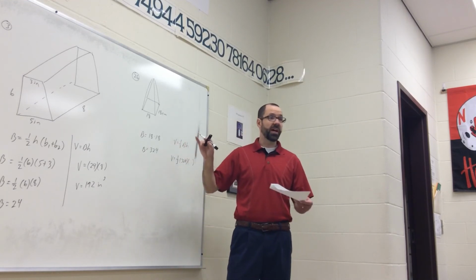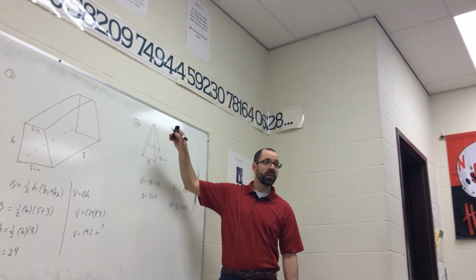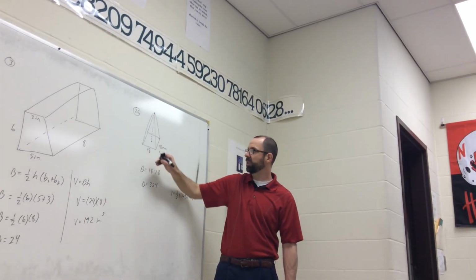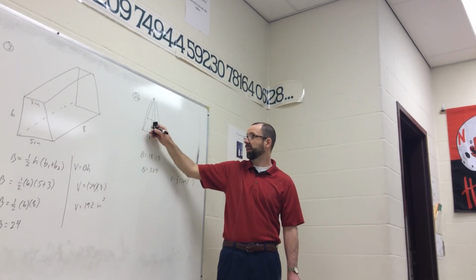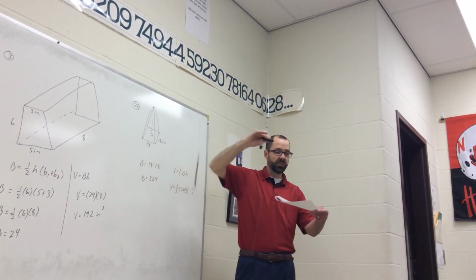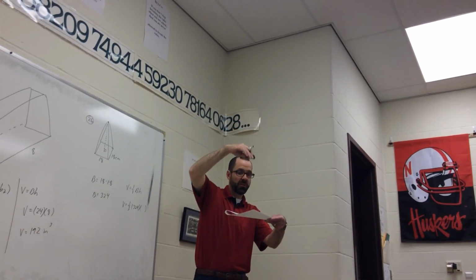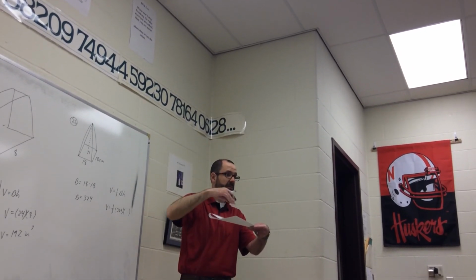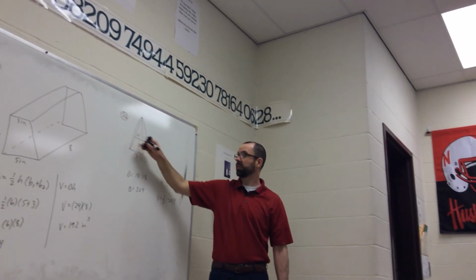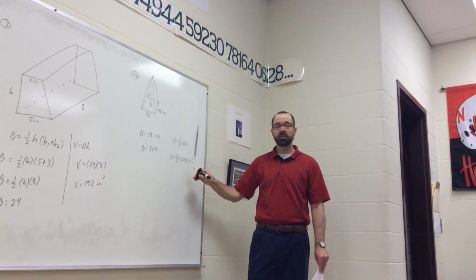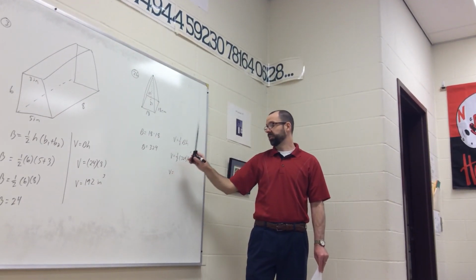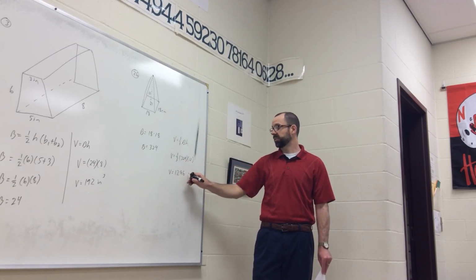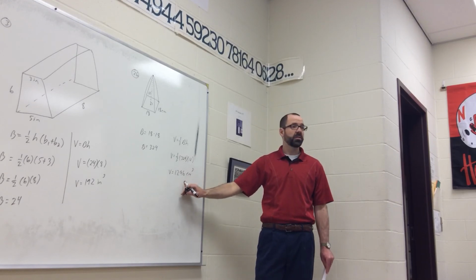So when you have a pyramid, the height should start at the point, and then it's going to go down through the middle of the pyramid and hit the middle of the square, right? And it's going to make a 90-degree angle. So here's the point of it. It's coming down through it to the center. That's the height. And on this problem, that's 12. So then you do 1/3 times 324 times 12, and that comes out to 1,296 cubic centimeters.